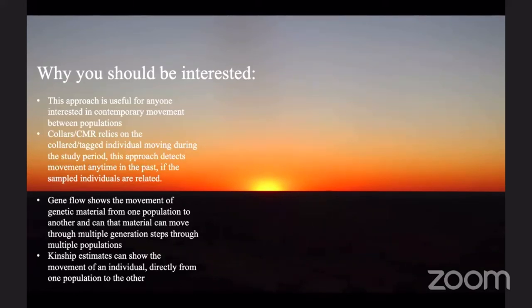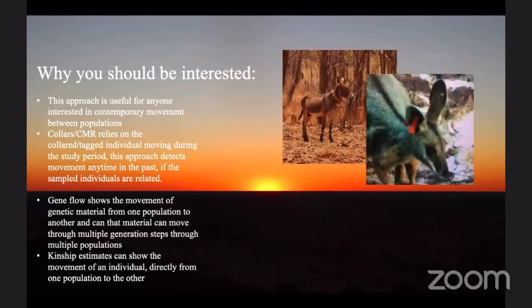The non-genetic approaches to answering the same question, things like GPS tracking or capture mark recapture, rely on the individual you've collared or marked making the movement during the study period. If none move, or some do, just not the ones you've marked, you'll miss the movement entirely. With this kinship estimate approach, as long as the individuals sampled are somehow related, you'll be able to detect movement regardless of when it happened.